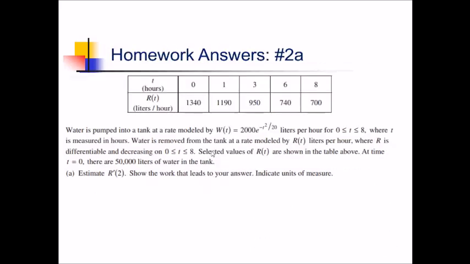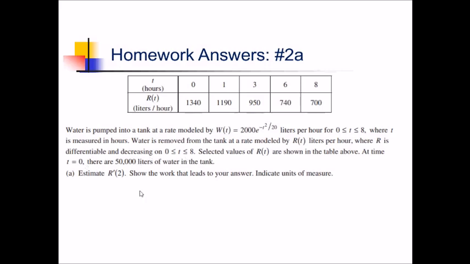For this problem, our setup is that we have water being pumped into a tank modeled by this W of t function. This is the rate at which water is being pumped in, and this is happening on 0 to 8 for time. And then water is removed at a rate modeled by R of t. And R is differentiable, decreasing, and selected values of this removal function are in this table. So we have a rate in, we have a rate out. And, of course, they're going to give us the initial value somewhere. Yep, there it is, 50,000 liters of water in the tank at time 0.